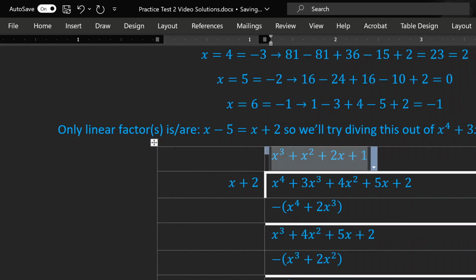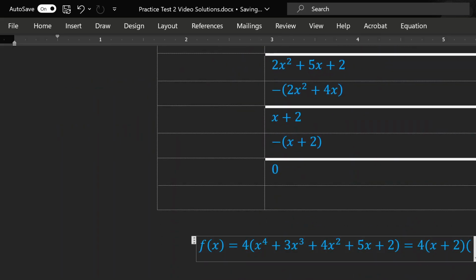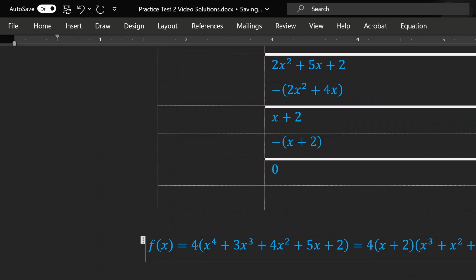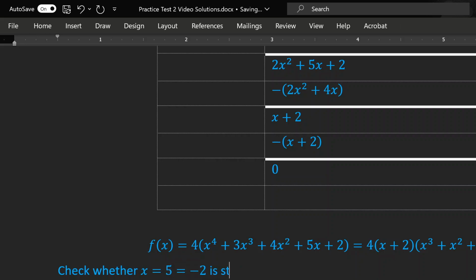and we're left over with this right here. Now, we don't need to check for all the roots again, because anything that's a root of this polynomial was a root of the original polynomial. We know that only 5, or -2, was a root of that, but it's possible that 5 or -2 could still be a root of this part right here. So we need to check whether x equals 5, which is the same as -2, is still a root of this part by just plugging it in.